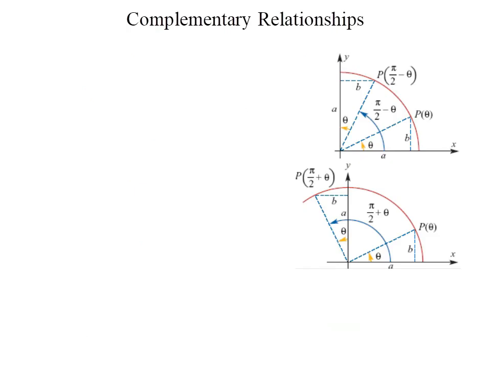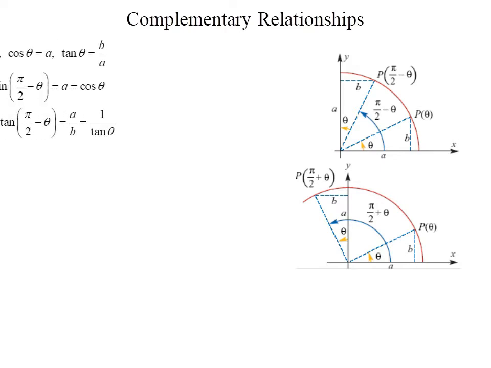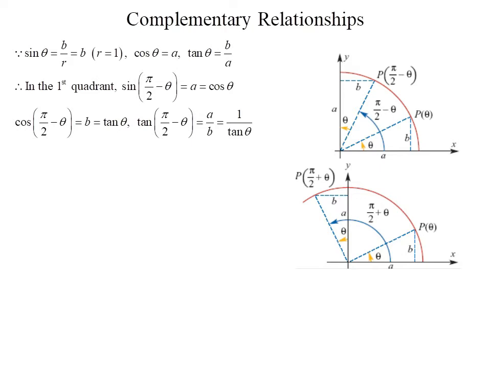Now let's discuss and explore the complementary relationships of circular functions through symmetric properties. The top diagram shows the complementary relations in the first quadrant. As it can be seen, when the angle moves from theta to pi over 2 minus theta, the coordinates of the point P change from AB to BA. Hence, sine pi over 2 minus theta equals cosine theta, while cosine pi over 2 minus theta equals sine theta. Tangent pi over 2 minus theta equals 1 over tangent theta.